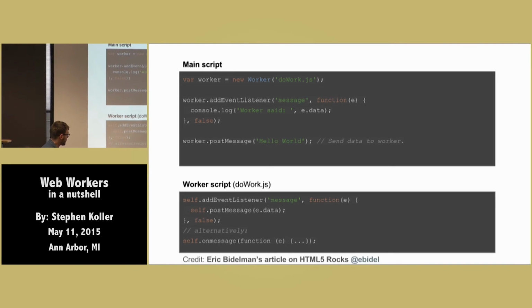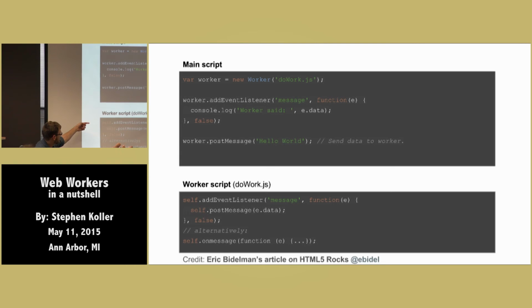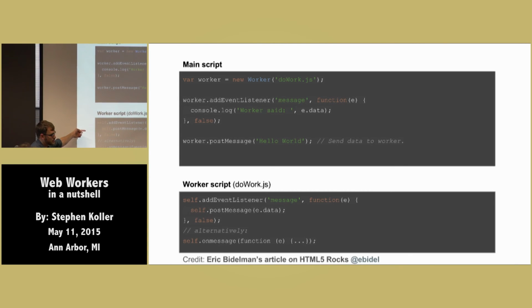So we have an event listener on self, which listens for a message type, and then just grabs the data and posts the message. So postMessage is the function that facilitates pushing things back and forth.